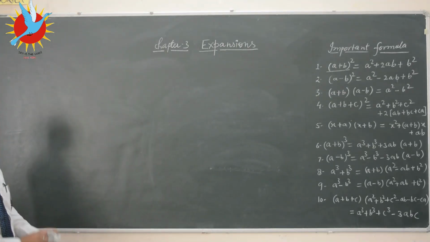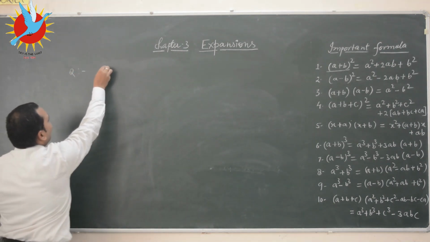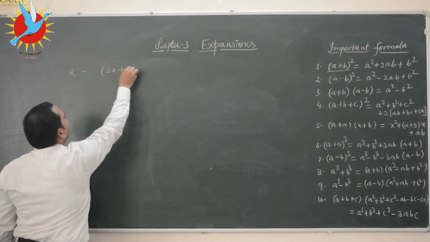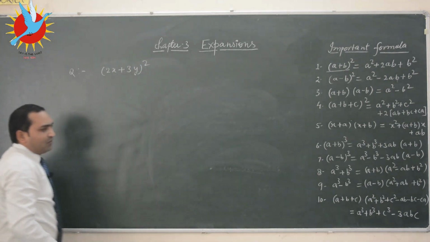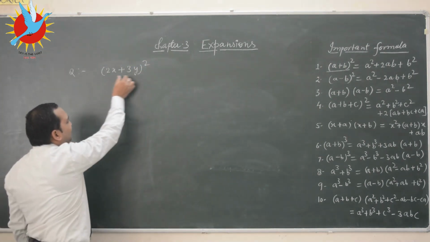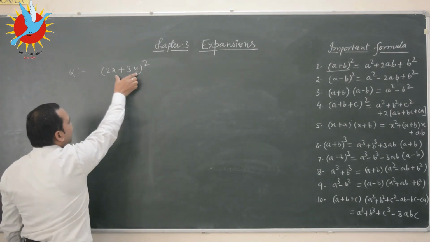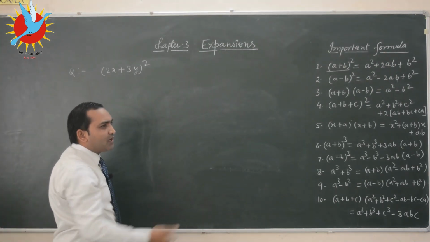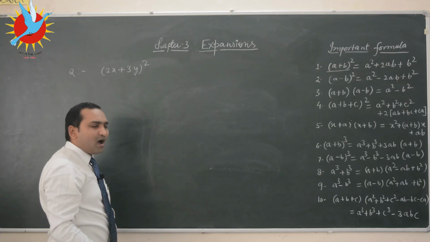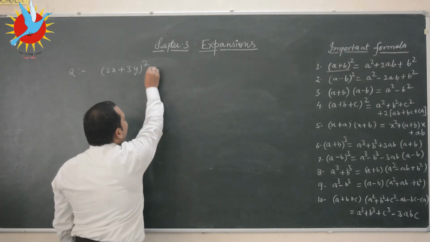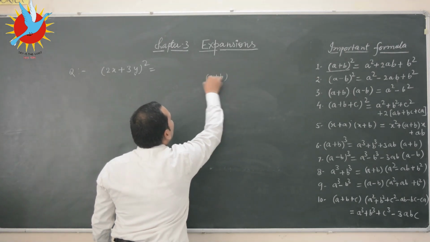A plus B whole square. Consider the value is 2x plus 3y whole square. What is the value of 2x plus 3y whole square? Either we multiply 2x plus 3y into 2x plus 3y, multiplying it by itself two times, or directly use the algebraic identities. So what is the formula of A plus B whole square?